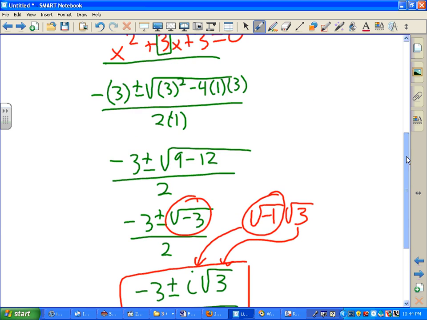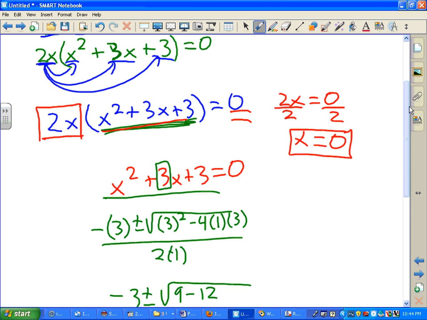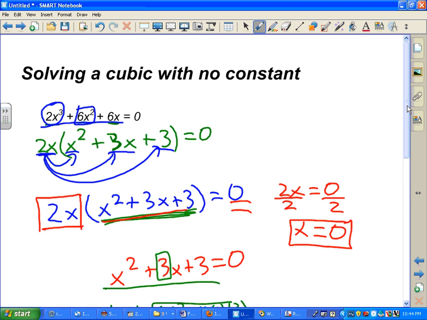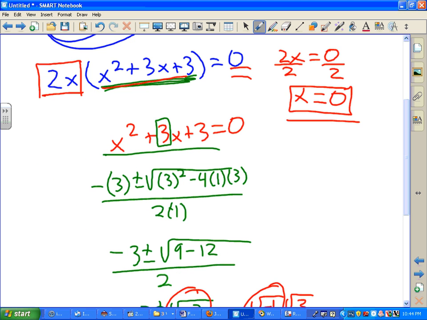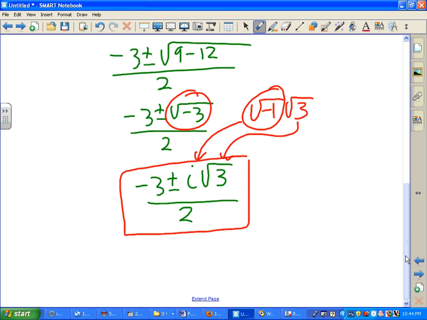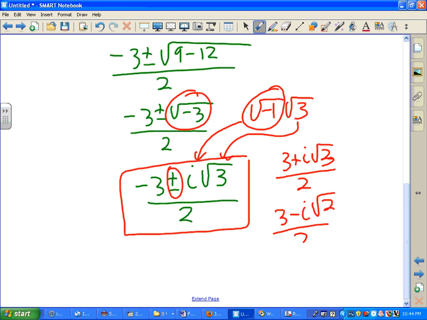How many total did I need? Well, if I go back to the very top, this was a cubic. That means I need 3 answers. Here's 1. And here are the other 2 because it's plus or minus. Negative 3 plus i root 3 over 2, and negative 3 minus i root 3 over 2, and then obviously the other one was 0.